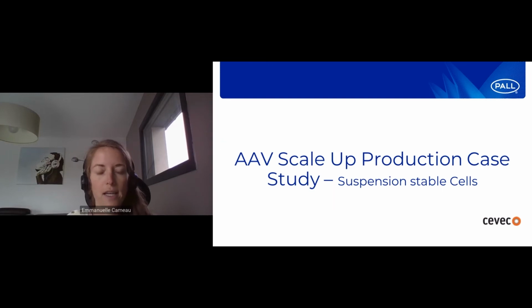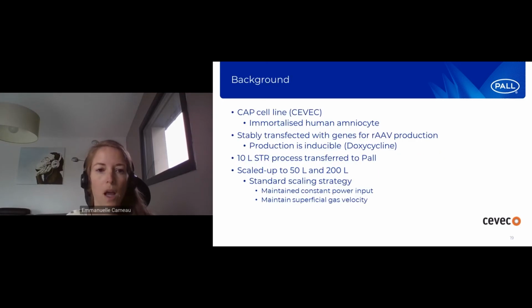The next case study is around AAV scale-up production with suspension stable cells. So these cells are a CAP cell line from CEVEC, which is an immortalized human amniocyte. They are stably transfected with genes for recombinant AAV production, and the production is inducible with doxycycline.